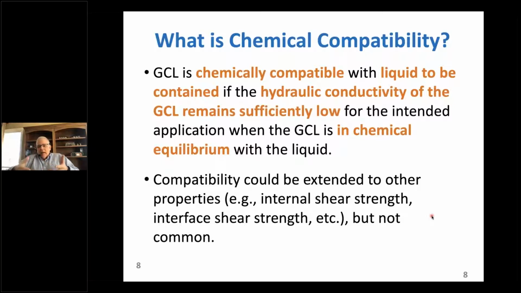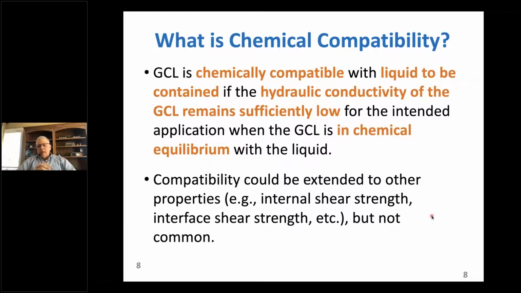So we're going to allow the GCL to come in chemical equilibrium with the liquid, hydraulically as well. I take that almost for granted as a prerequisite. And does that GCL retain sufficiently low hydraulic conductivity for the intended application? That doesn't mean it necessarily has to have the hydraulic conductivity to water, just sufficiently low hydraulic conductivity for the application at hand, the containment system for which we're designing it. And that's going to be very much material specific, or let's say waste specific, and perhaps industry specific as well.